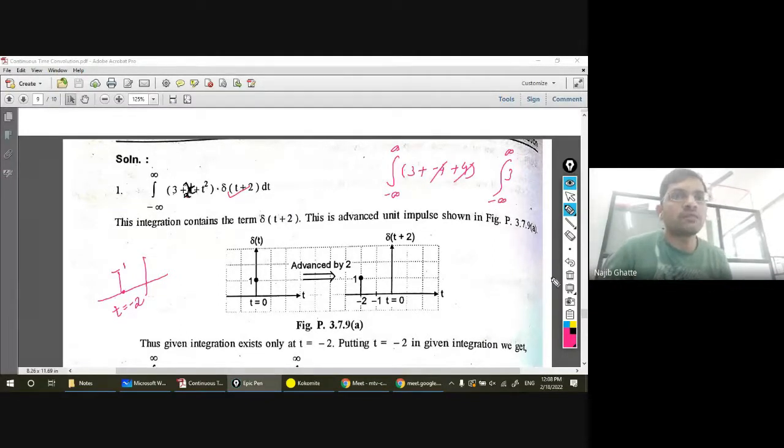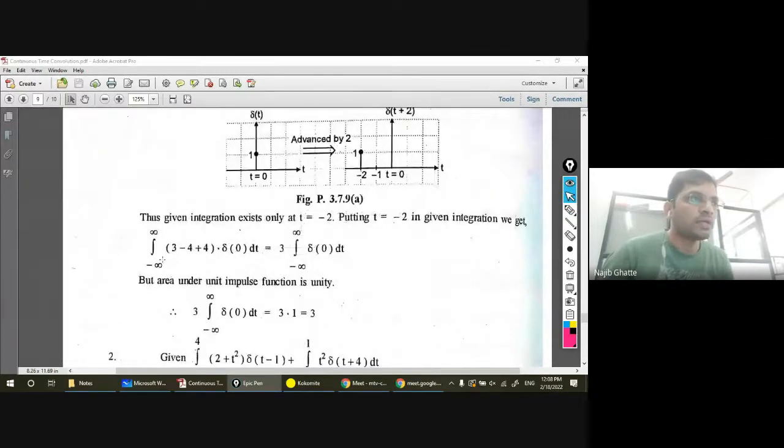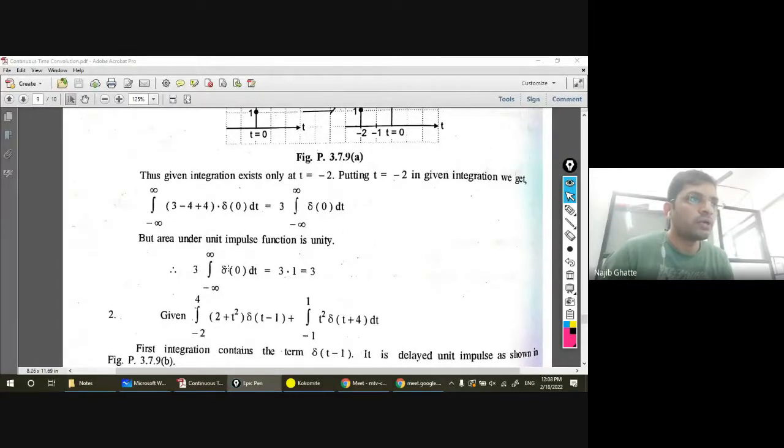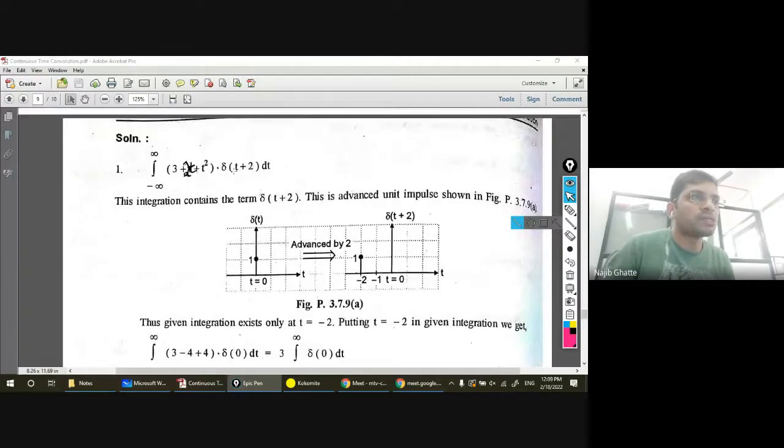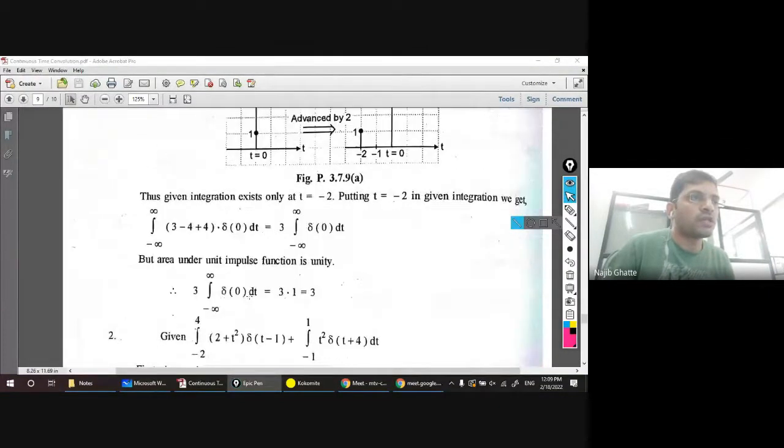What will be the answer for this? Just let's see what is happening. Same thing. Okay, what did I get here? Delta of 0. If I substitute t as minus 2 in delta of t plus 2, then 2 minus 2 is 0. What is delta of 0? What is the integration of delta of 0?